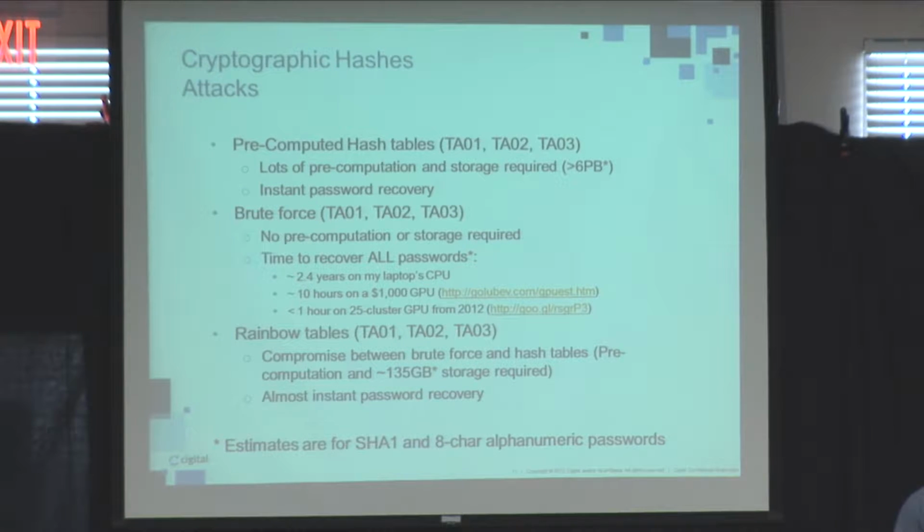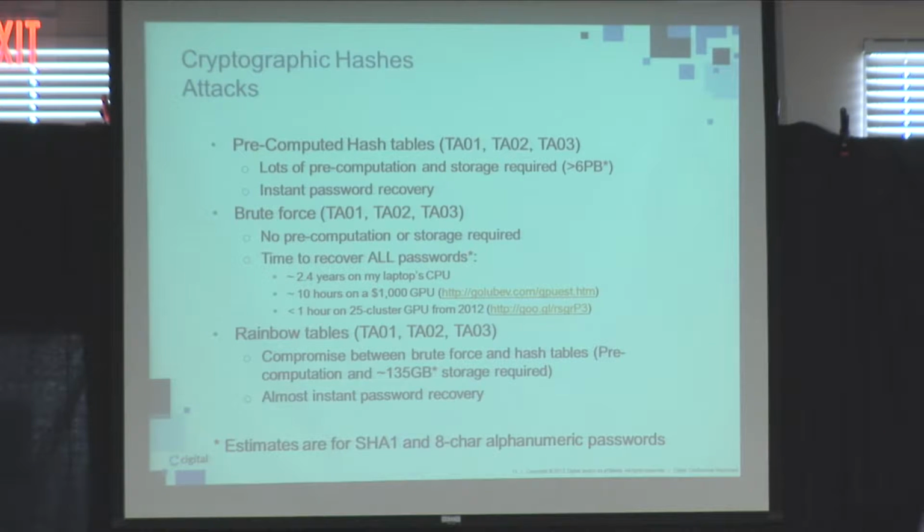These are, of course, attacks against storing just cryptographic hashes of your passwords. So what are pre-computed hash tables? It's the naive approach of guessing all possible passwords and storing the passwords and their hashes. Lots of pre-computation, lots of storage required. For SHA-1 hashes and 8-character alphanumeric passwords, a hash table of every single one of those passwords would be greater than 6 petabytes of storage. So really unreasonable. However, if we actually did that, once we got a database of SHA-1 hashes, we could recover them pretty much instantly. All we'd have to do is a table lookup. We've already done all the computation work.